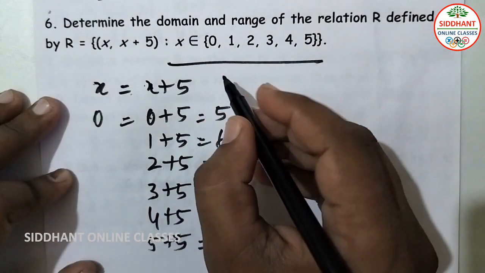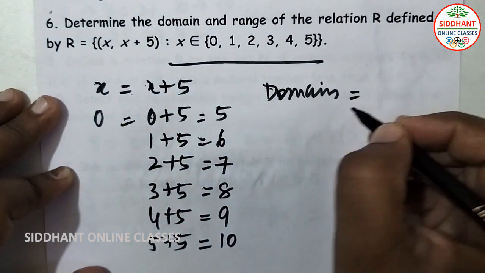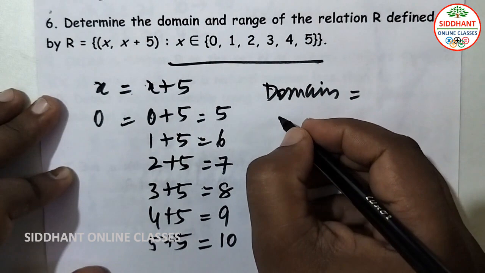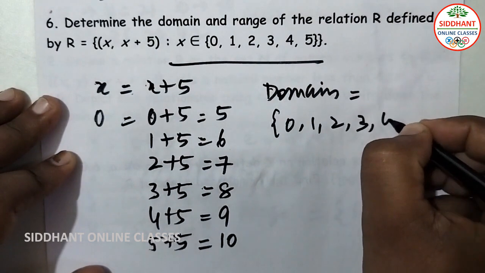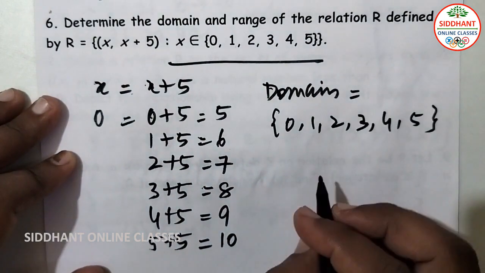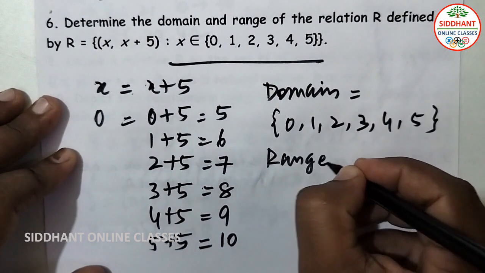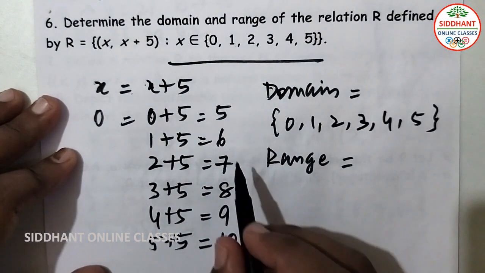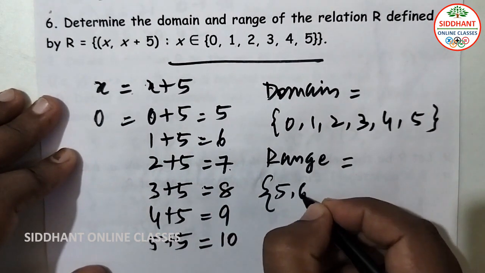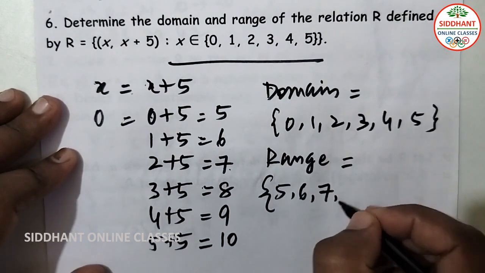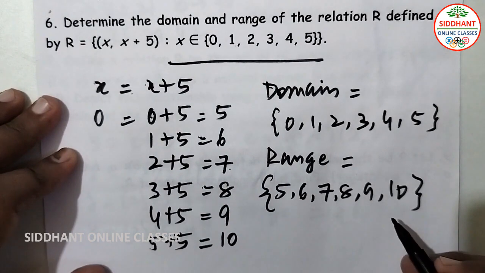So these are the outputs we are going to see. So they told us to write the domain here. The domain, when you are going to see, will be 0 to 5 here. So that will be 0, 1, 2, 3, 4, 5. And the range will be 5, 6, 7, 8, 9, 10. So this will be the range here.